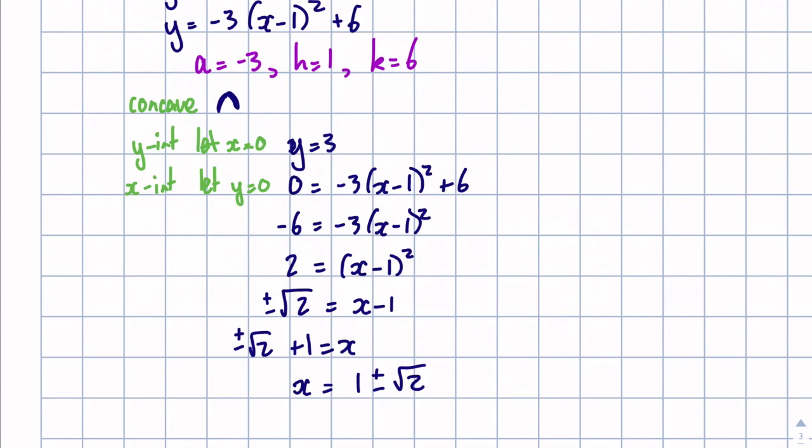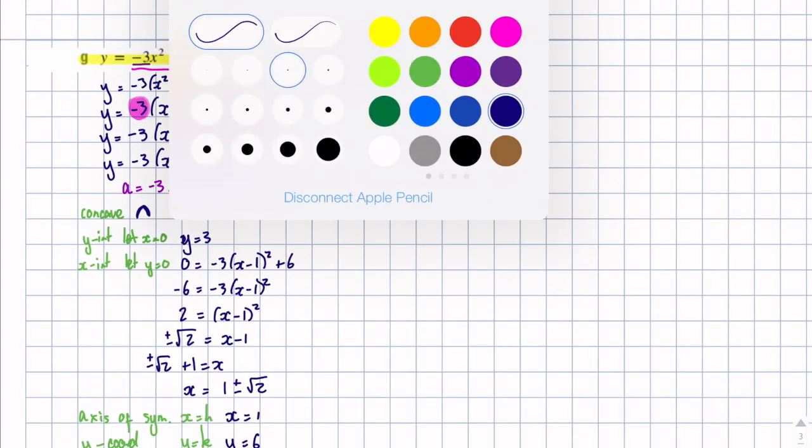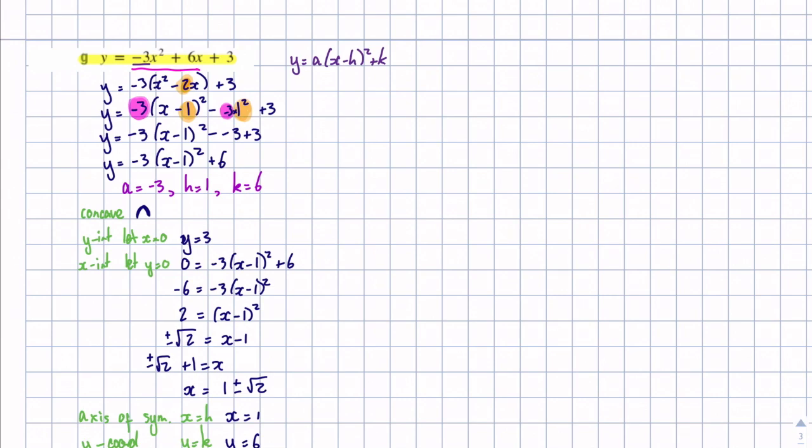Okay, now the axis of symmetry, which is x equals h. So here we already know h, x equals 1. The y-coordinate, which is y equals k. So here we already know it, y equals 6. And now I can sketch. Okay, and we're now ready to sketch.